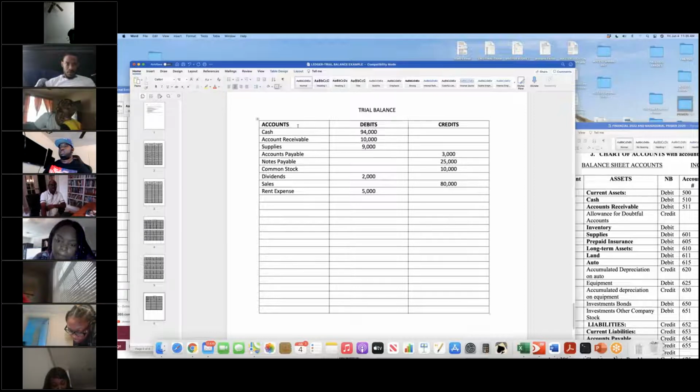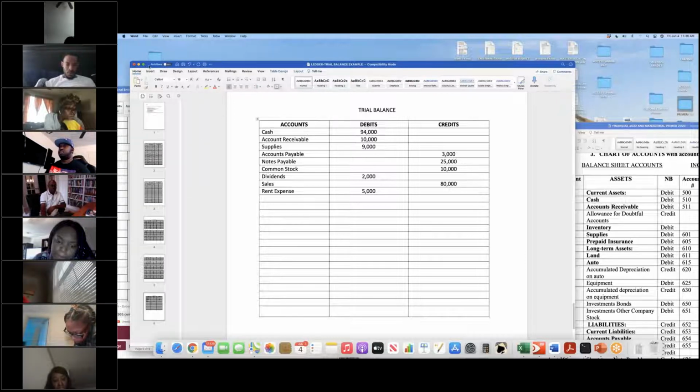So the question becomes, we now know how much is in each account: cash, receivable, supplies, notes payable, common stock, dividends, and sales. But we now need a total. Put this down here.